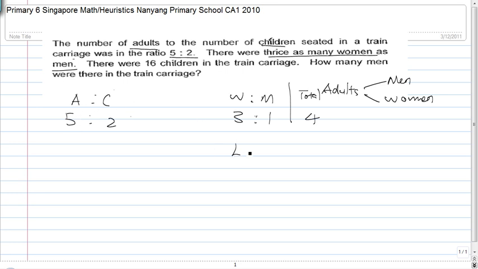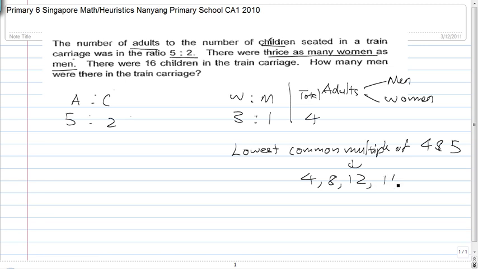So what I have to do is find the lowest common multiple of 4 and 5. So 4, 8, 12, 16, 20. And I've got 5, 10, 15, 20. So the lowest common multiple of 4 and 5 is 20.